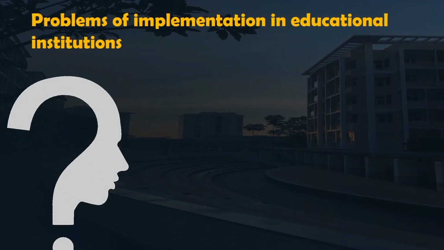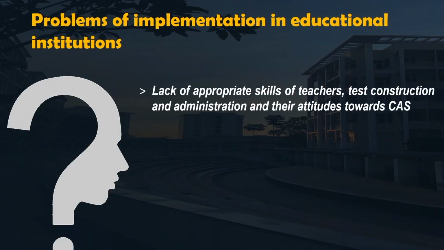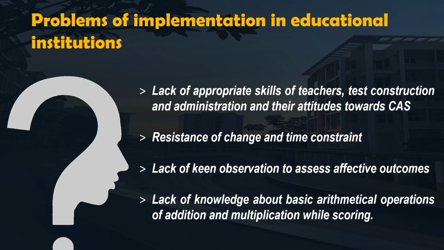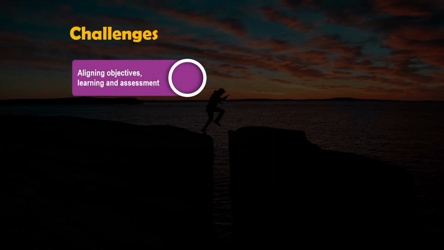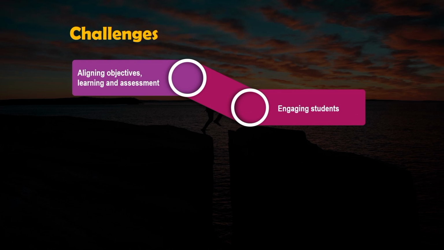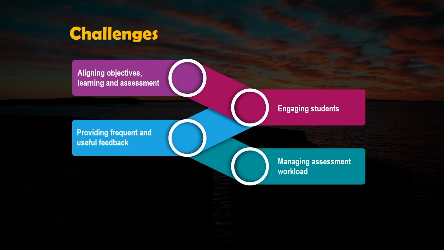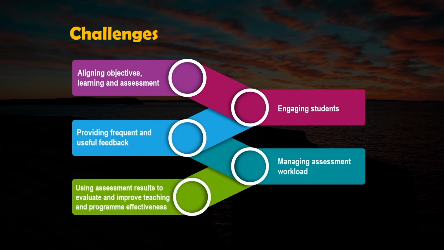So, what are the problems of implementing it in educational institutions? We have already seen there is a lack of appropriate skill, resistance to change, lack of keen observation to assess the effective student outcomes, and lack of knowledge about the scoring. So, let us see the challenges: aligning the objectives, learning and assessment, engaging the students, providing frequent and useful feedback, managing the assessment workload, and using assessment results to evaluate and improve teaching and program effectiveness. These are some of the challenges that we have.